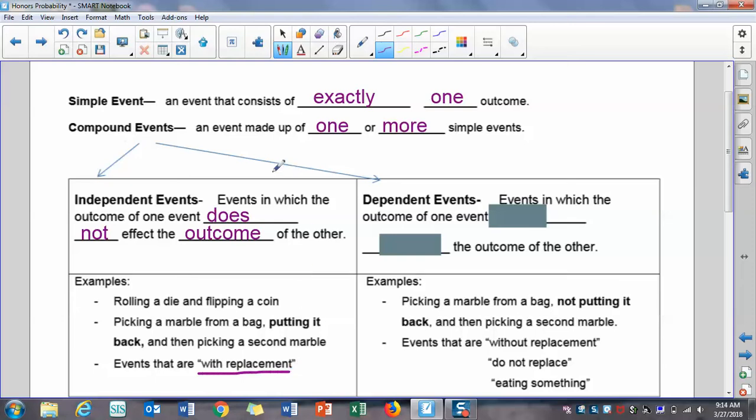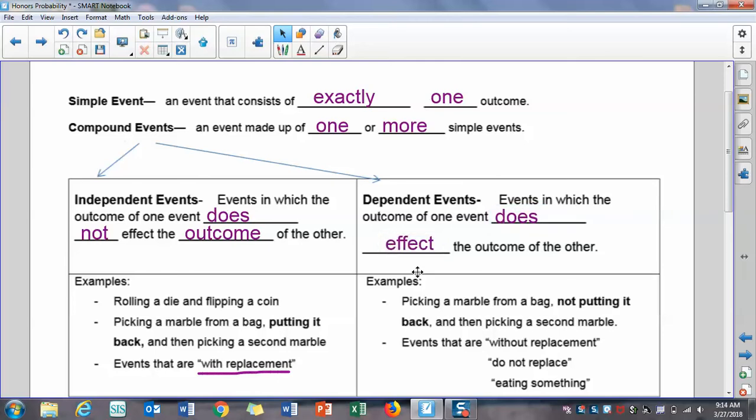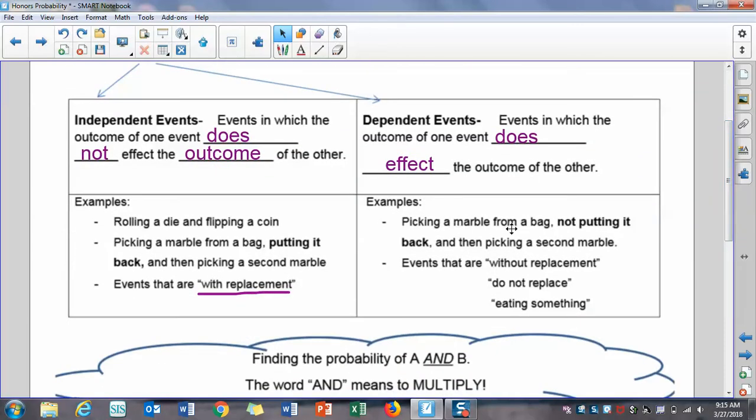Now looking at dependent events. Now these are events in which the outcome of one event does affect the outcome of the other. So what happens first is really going to have an impact on the second thing. Now for example, here, picking a marble from a bag and not putting it back. So I pick one marble out of the bag, keep it out, so then the number of total marbles is one less. So that's why it changes from independent to dependent, because we're changing the number of total outcomes.